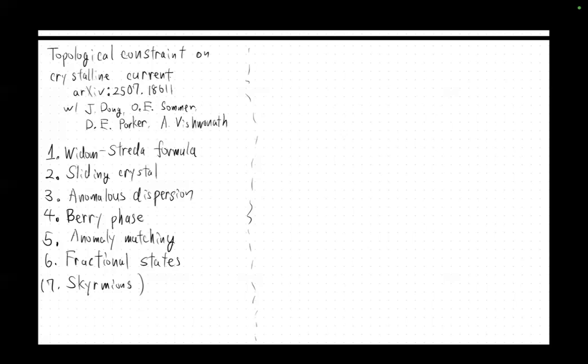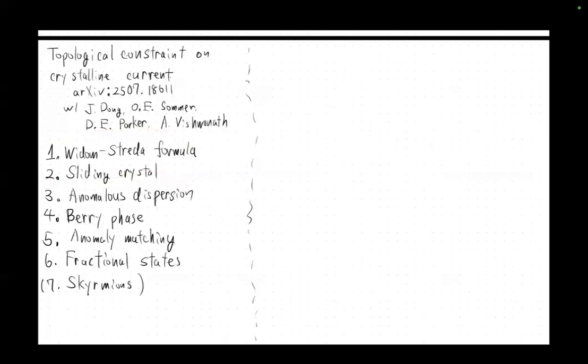All right, thank you, Eugene. I'm very excited to be at this seminar series. So today I'll be talking about something that's more on the analytical side of things, as far as things that I do go, which is a topological constraint on crystalline current. This is a paper that was posted a couple months ago. It's a work with Junkai Dong, Ophelia Sommer, Daniel Parker, and Ashwin Vishnuas. And I'll try to talk through starting from the very basics in section 1, and then gradually build up what exactly the problem is, what exactly needs to be computed.